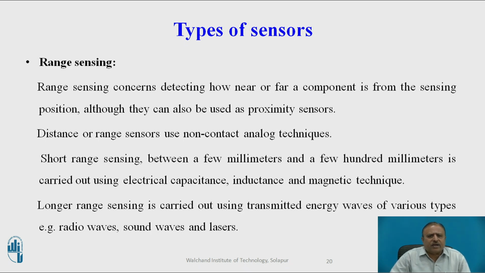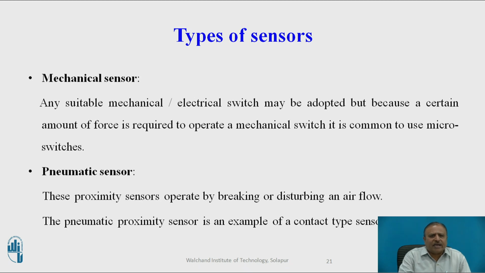The next sensor is range sensor. Range sensing is concerned with detecting how near or far a component is from the sensing position, although they can also be used as proximity sensors. Distance or range sensors use non-contact analog techniques. Short range sensing between a few millimeters and a few hundred millimeters is carried out using electrical capacitance, inductance and magnetic techniques. Longer range sensing is carried out using transmitted energy waves of various types, for example radio waves, sound waves, and lasers.